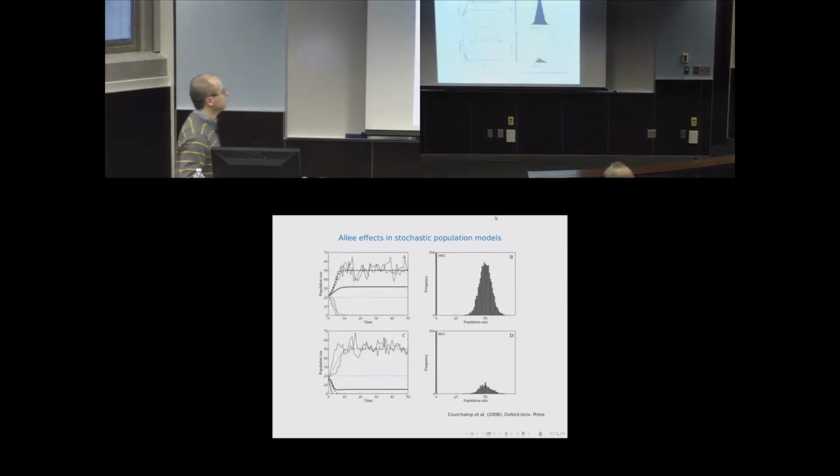Yeah. So here you can see some time series. You start here just above the Allee threshold, and you get extinction. Here you start just below the Allee threshold, and you can get persistence. So here is the quasi-stationary distribution when the population persists, and here we have extinction. Of course, extinction occurs much more frequently in this case, and persistence much more frequently in this case, but still you can get both outcomes depending on luck.